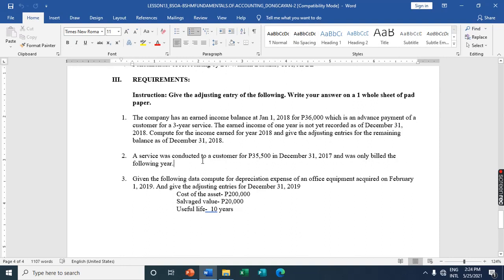Okay? Next is given the following data. Compute for depreciation expense of an office equipment acquired on February 1, 2019 and give the adjusting entries for December 31, 2019. So, i-compute mo muna yung depreciation expense and yung adjusting entry mo for December 31, 2019. Okay? So, ito yung mga requirements niyo na kailangan nyo sagutin for lesson 13.